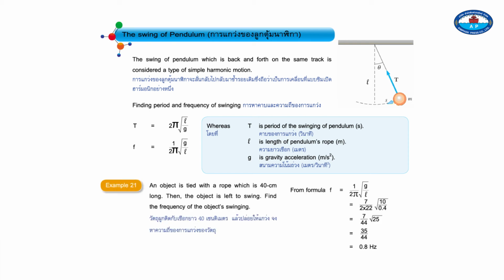Example 21. An object is tied with a rope which is 40 centimeters long. Then, the object is left to swing. Find the frequency of the object's swinging.